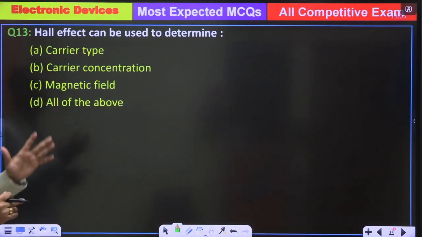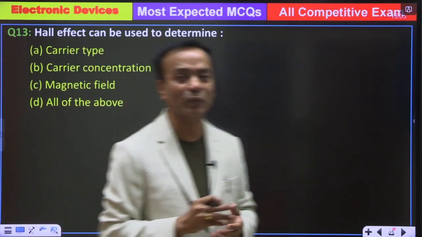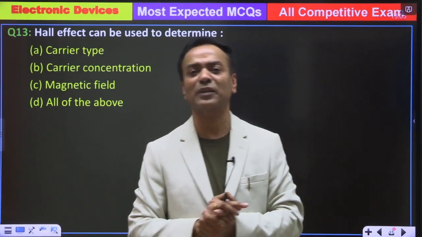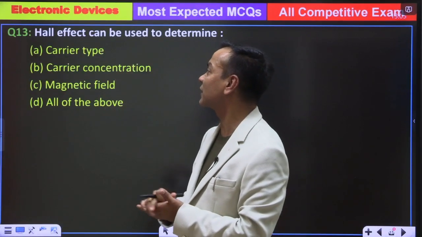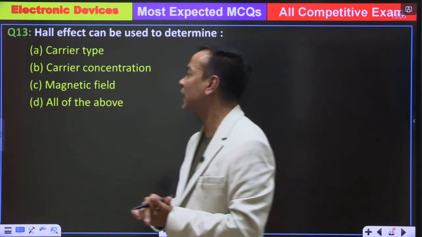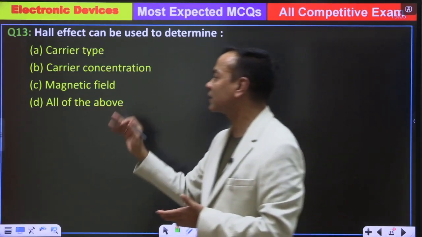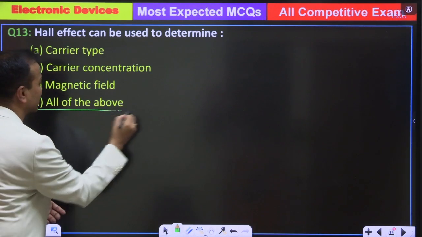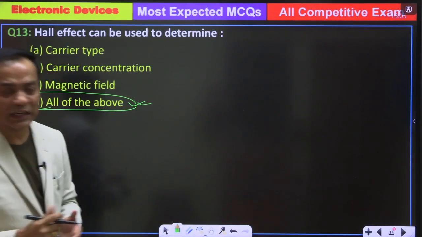So here, if you have studied the Hall effect, it is not there in the GATE syllabus, but it is still there in the ESE syllabus and some other competitive exams. If you go through it, you will find that the Hall effect is used to find out the carrier type, carrier concentration, and magnetic field, so the right answer will be all of the above. Option D is the right answer for this question. Now we'll see the next.